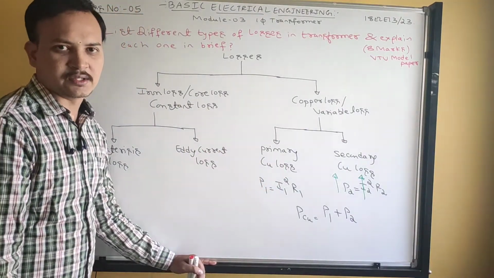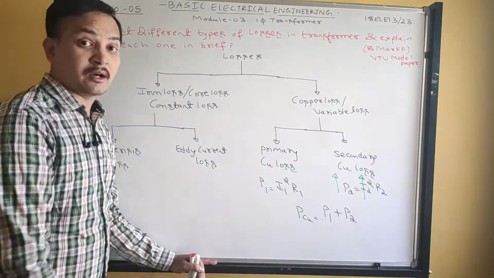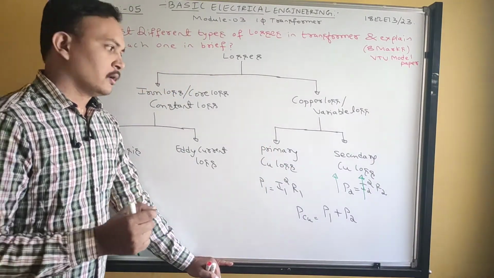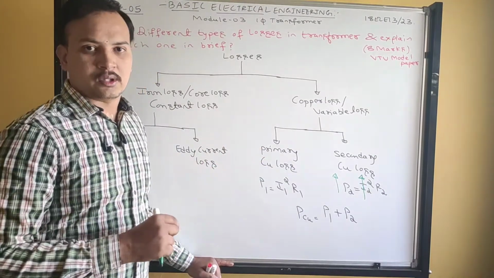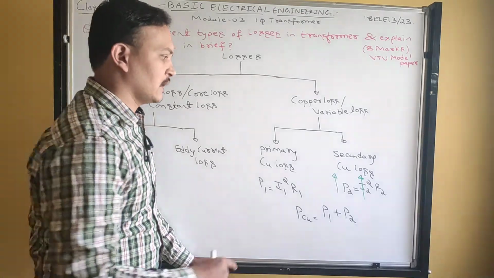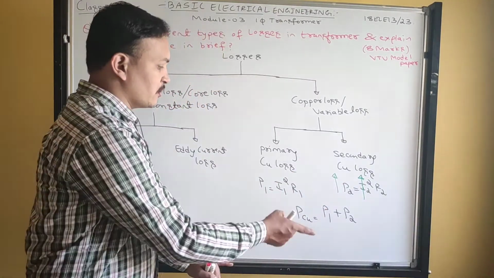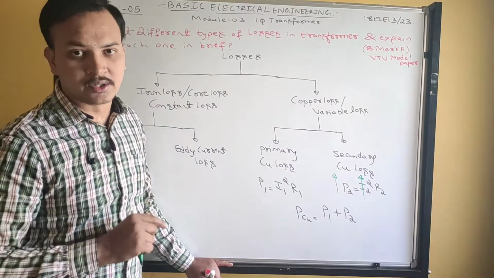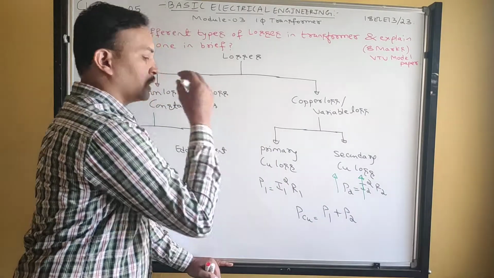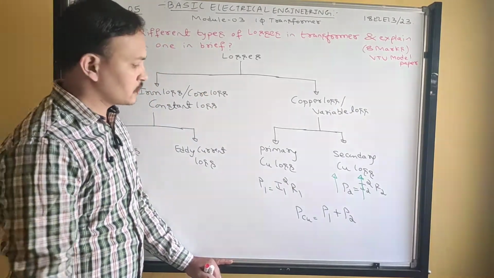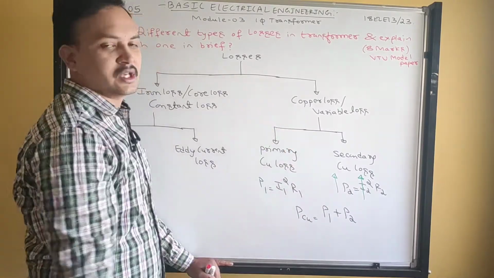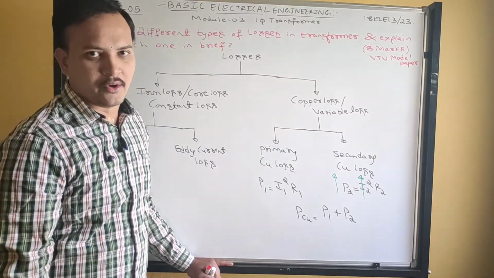And what about primary copper loss? The primary copper loss also varies with respect to the secondary copper loss, depending on the turns ratio. If the secondary current is affected, the primary current is affected with respect to the turns ratio. So if the secondary current increases, the primary current also slightly varies, and so the primary copper loss also varies. That's why this copper loss is called variable loss.